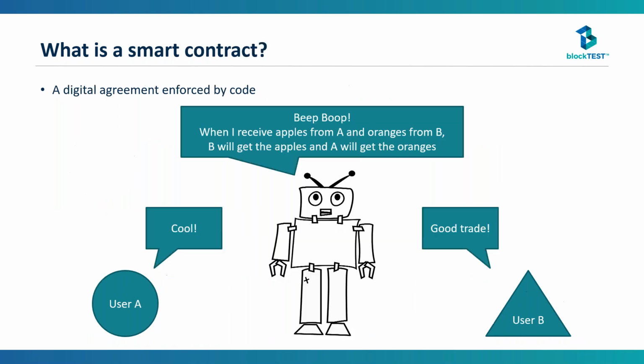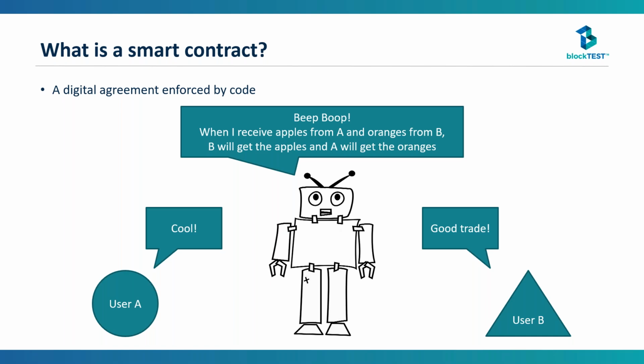So what a smart contract is, instead of having a middleman, is a digital agreement enforced by code. So user A and user B don't have to trust each other. What they really need to trust is the code. And being code, it's efficient because it executes automatically when the conditions are met.